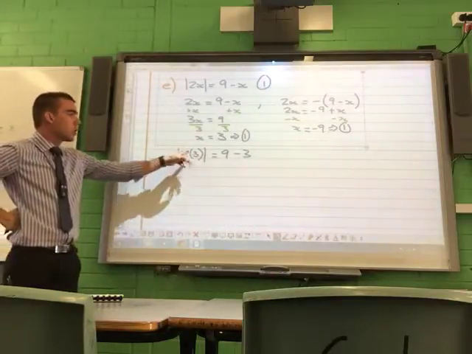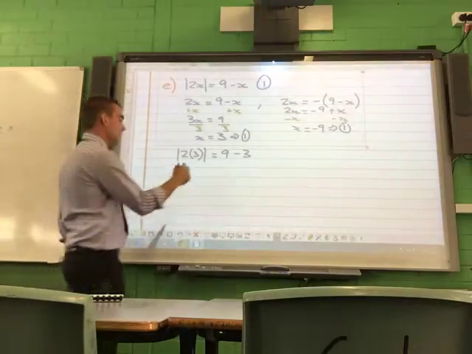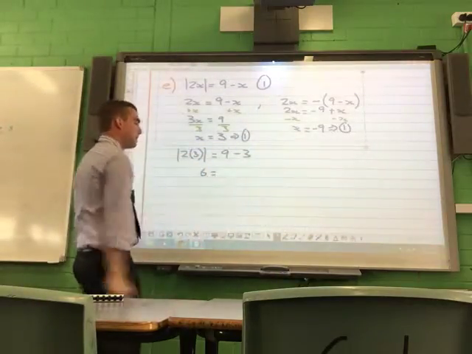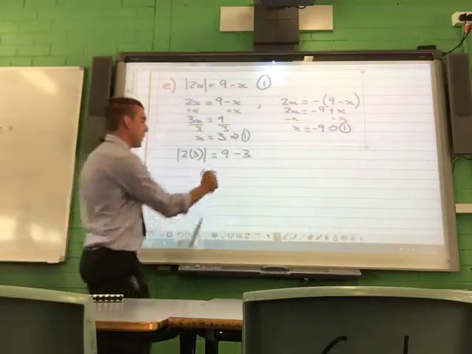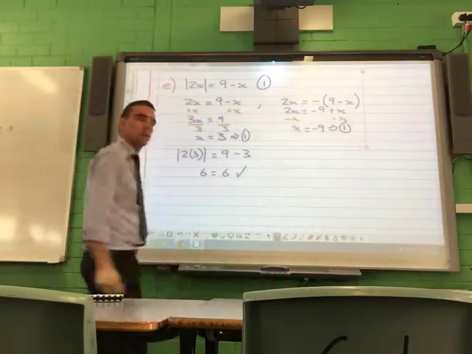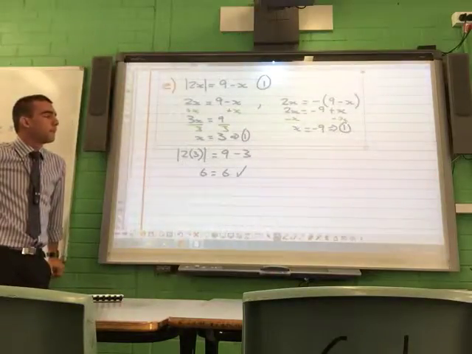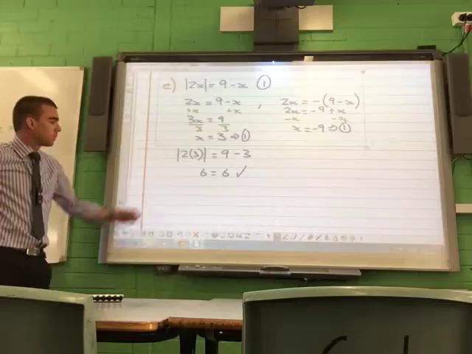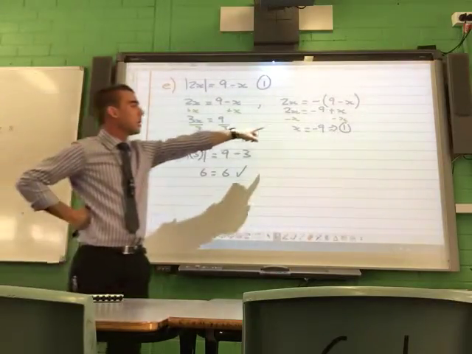Right, so I've got 2 times 3, which is 6. Take the absolute value of 6, and I'll get 6 again. And then 9 take away 3, which is 6. Right, so that solution works. So, the next one, negative 9.